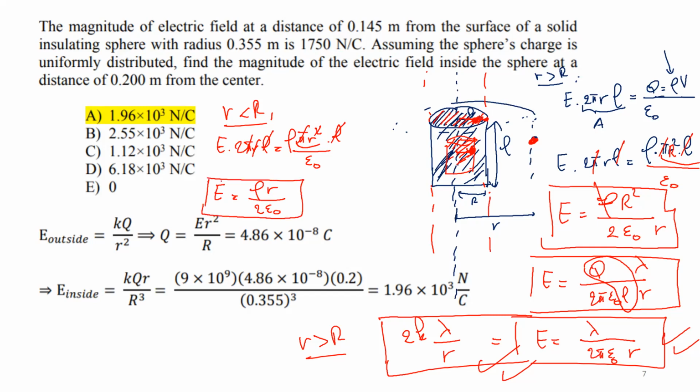And it's different from a solid insulating sphere. Here I'm looking at a solid insulating cylinder. And this relationship is different. And again, this rho here, I can write it as Q divided by the volume. But what's the volume? Pi R square multiplied by L, multiplied by rho, and here divided by 2 epsilon.